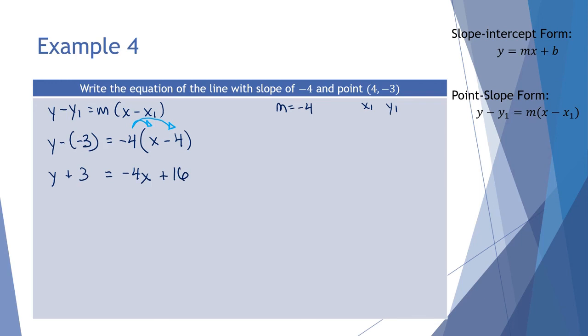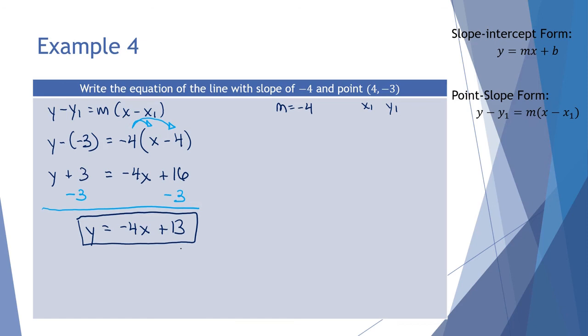So I'm solving for y, which means I want to get y by itself. So I have this plus 3 on the same side as the y, so I'm going to subtract that. And I want to make sure I subtract it from its like term, which would be the 16. So that gives me y equals -4x, then 16 minus 3 is 13. And that is our equation for a line with a slope of -4, and it has a point 4, -3. And if you graph that equation in Desmos, and then you plot the point 4, -3, you'll see that it goes through that point.